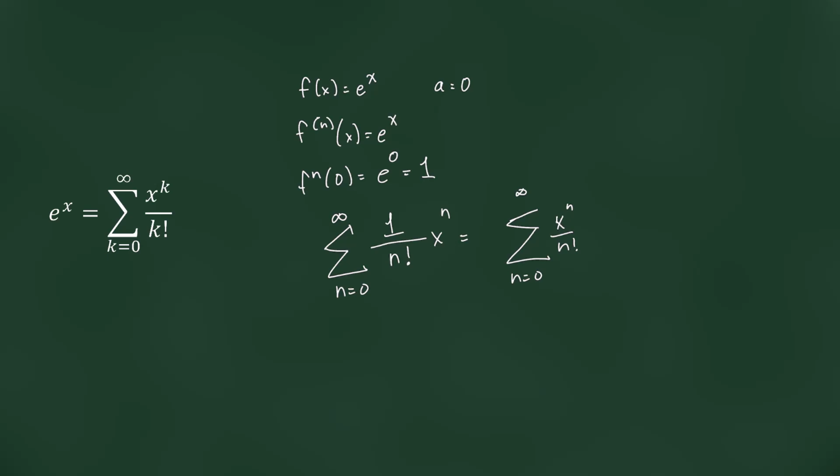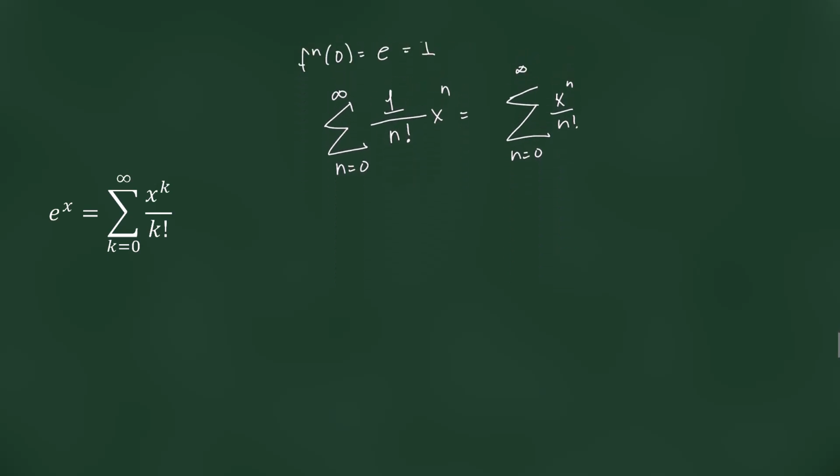Our next order of business is to establish the radius of convergence for this. So we're going to use the ratio test. We're going to look at the limit as n goes to infinity of the absolute value of x to the n plus 1 divided by n plus 1 factorial, all over x to the n over n factorial, which means we can multiply by the reciprocal, n factorial over x to the n.